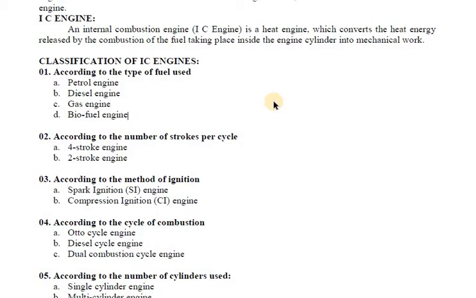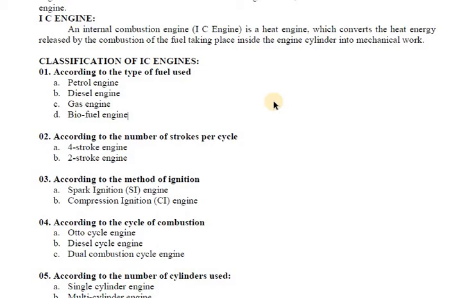So based on that, we classify the IC engine into 2 types: spark ignition, that is the SI engine, and compression ignition, that is the CI engine. Spark ignition means that in order to initiate the burning or combustion of fuel, a small electric spark is produced in the engine cylinder, then the fuel will start burning and a huge quantity of heat energy will get generated. That is an SI engine.